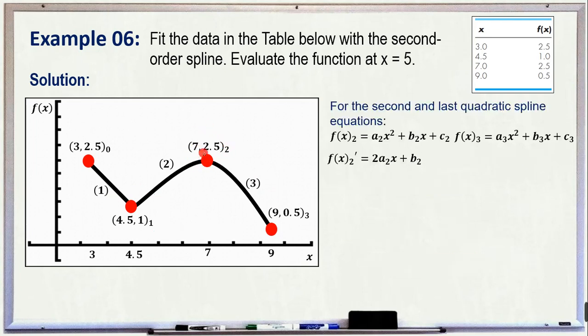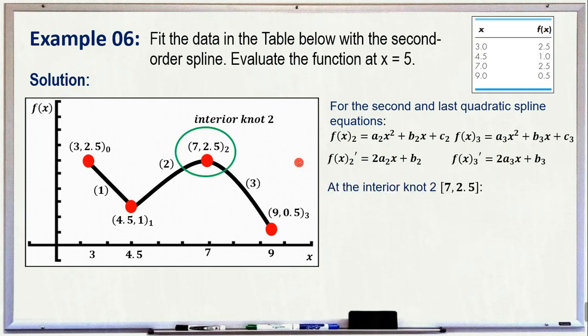For the second interior knot, number 2, the quadratic spline equations involved are 2 and 3. That is why for this step, we will first get the first derivative of the quadratic spline equations for the second and the third, and these are the corresponding expressions of the first derivative. So at the interior knot number 2, whose coordinates are 7 and 2.5, both these two quadratic spline equations have the same first derivative or slope.